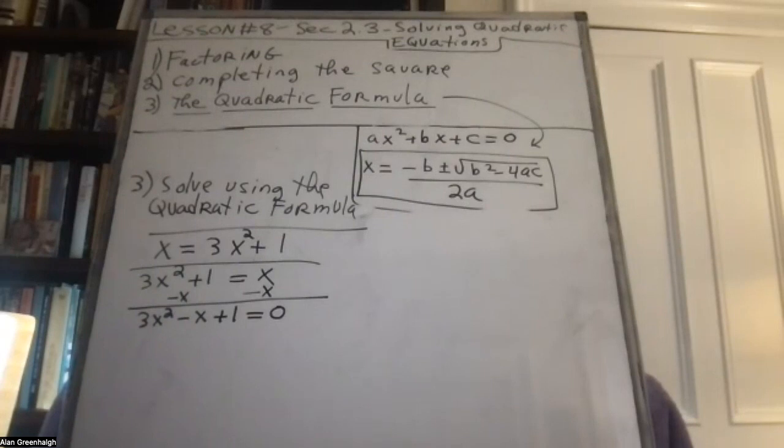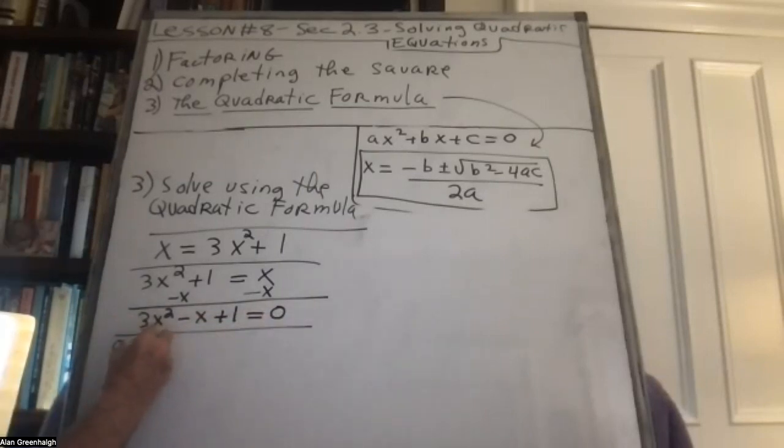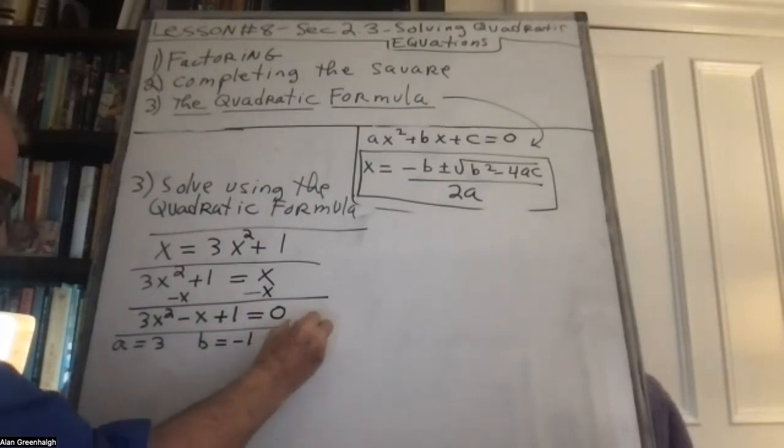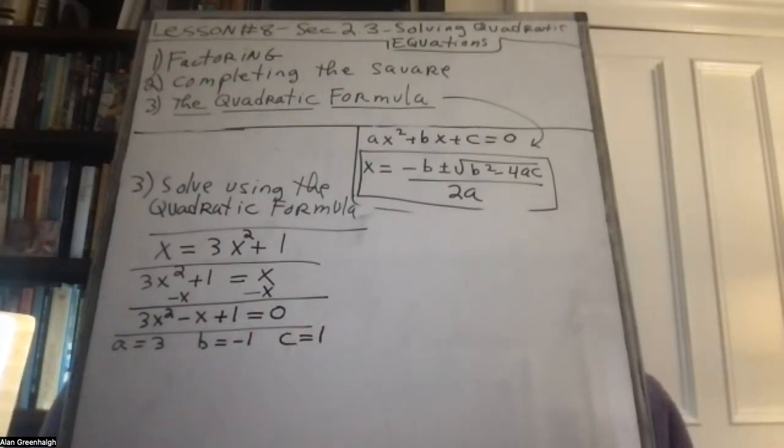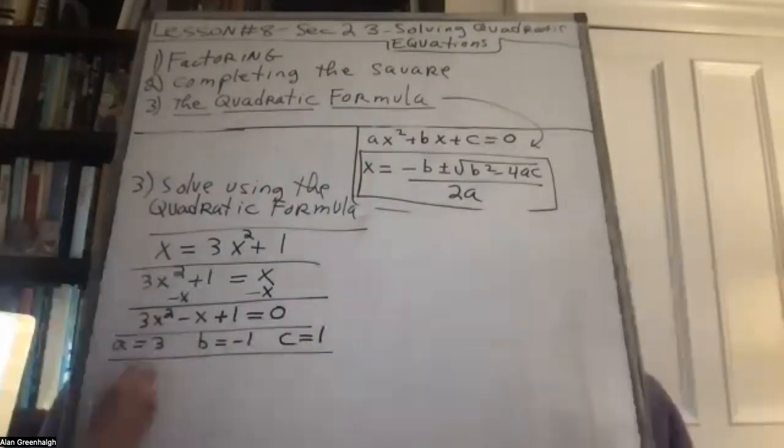And whether it can be factored or not at this point is irrelevant because the instructions say solve using the quadratic formula. So that's what you're going to use. And the next step is to indicate the value of A, the value of B, and the value of C. Then you state the quadratic formula.